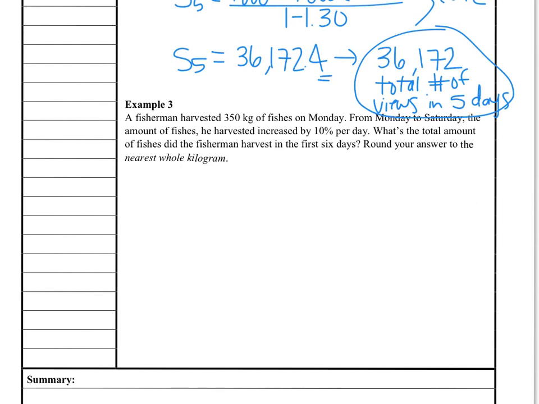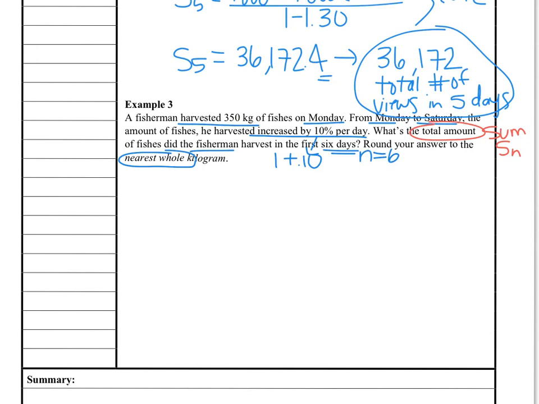All right, example 3. A fisherman harvested 350 kilograms of fish on Monday. From Monday to Sunday, the amount of fish he harvested increased by 10% per day. So again, we know here we're going to have 1 plus 0.10. What's the total amount? Ding, ding, ding, ding, ding. Total amount means you need the sum, or that S sub n. What's the total amount of fish that the fisherman harvested in the first 6 days, which means that n is going to equal 6. Round your answer to the nearest whole kilogram.